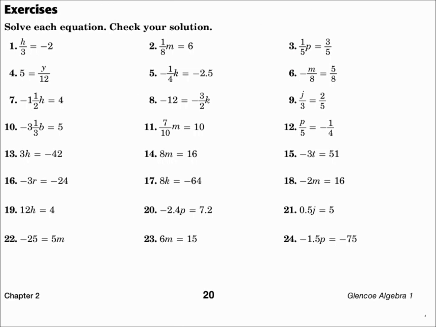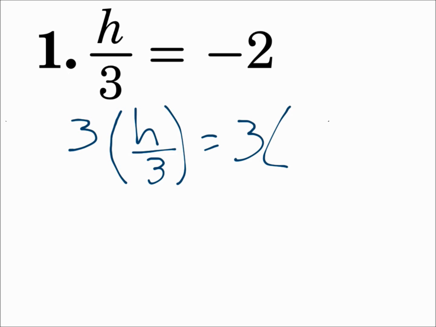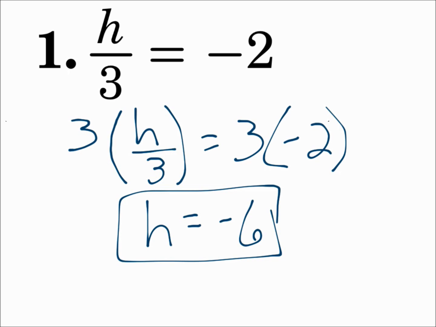Solve each equation. Number 1. H divided by 3 equals negative 2. Since it's h divided by 3, to move the 3, do the opposite and multiply both sides by 3. The 3's cancel on the left, leaving h, and 3 times negative 2 on the right is negative 6. Since it's h divided by the 3, do the opposite operation and multiply both sides by that 3 to get it to the other side.